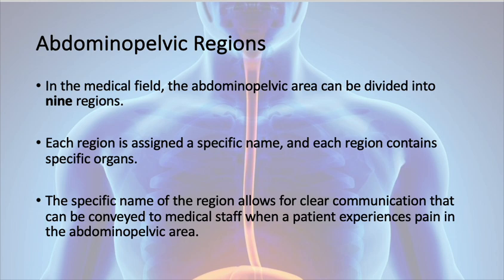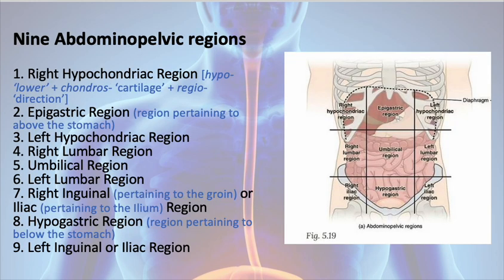Now, we're going to talk about the divisions of the abdominopelvic region. In the medical field, dividing the abdominopelvic area into 9 regions allows for added specificity. Each region is given a specific name, and each of those regions contains specific organs. So this allows us to clearly communicate to medical staff where pain is being experienced, or where a specific structure or a specific wound is on a patient. And so there are 9 abdominopelvic regions.